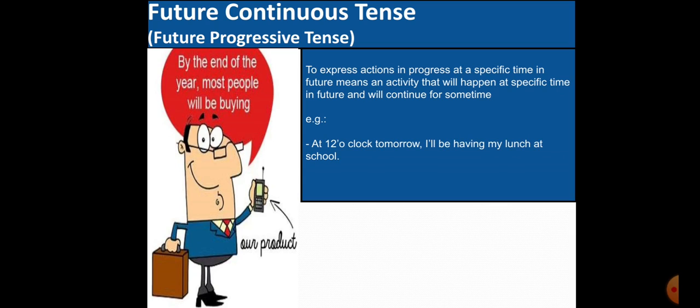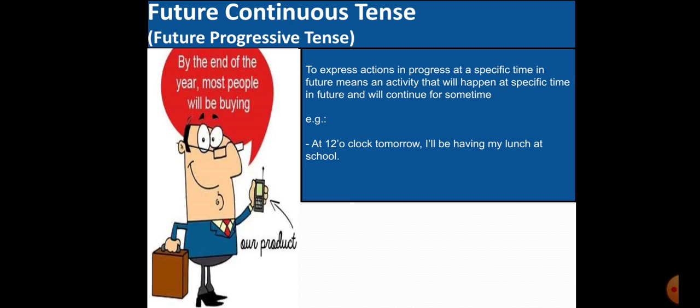Let's look at one more example. At 12 o'clock tomorrow, I'll be having my lunch at school. Let's imagine that someone is calling you. As I told you, any activity happening at a specific time. So we are talking about a period of time, but we are also talking about a moment. For example, somebody has called you and said that I'll be coming to meet you tomorrow at, let's say, 12 o'clock, and you say okay, but at 12 o'clock tomorrow I'll be having my lunch at school. I will be in school and I'll be having my lunch.